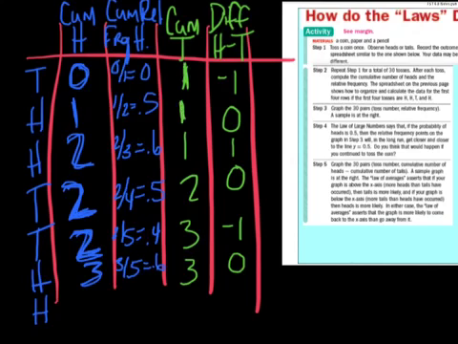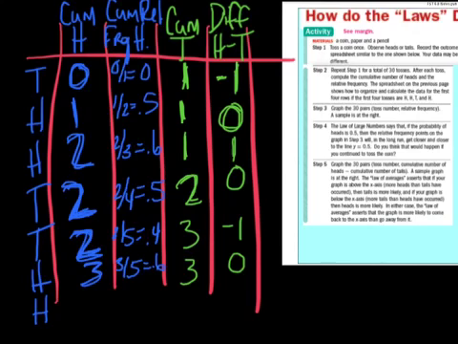At the 4th toss, we're now at a total of 2 tails. Then I looked at the difference between the cumulative tails and the cumulative heads. So here I had 0 minus 1 is negative 1. 1 minus 1 is 0. 2 minus 1 is 1, and so forth. And what I want to show you is this.